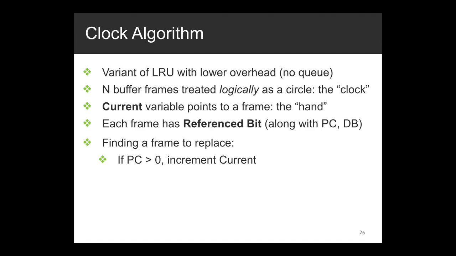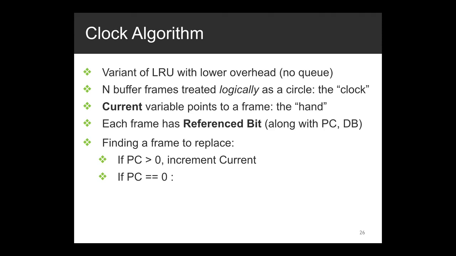Okay, so how do you find a frame to replace in this algorithm? How did you find a frame to replace in the LRU algorithm? There's a subtle difference here. You have to look at the pin count. If the pin count is greater than 0, then you increment current. That means the clock moves in clockwise fashion. Okay? It goes from 1, 2, 3, 4, n, and then n plus 1 modulo n, which is 1 again.